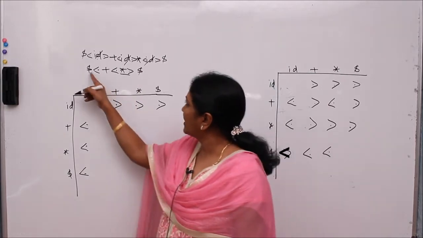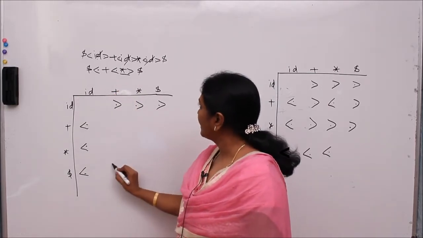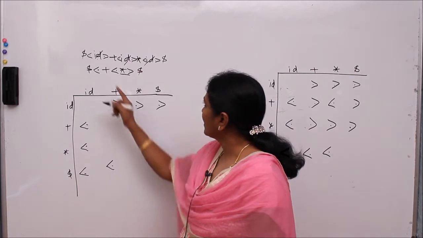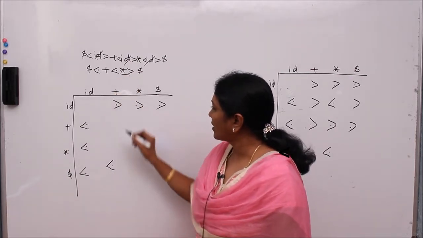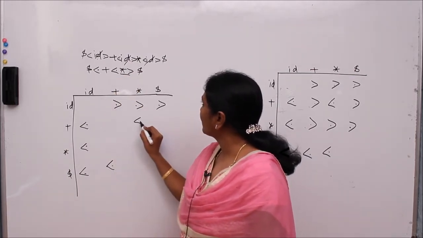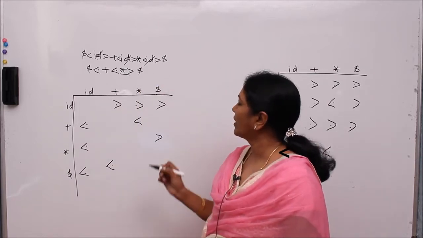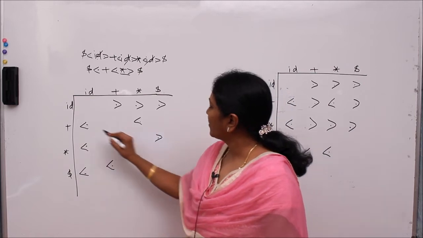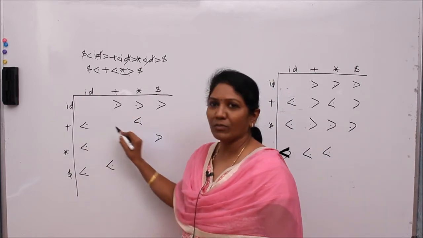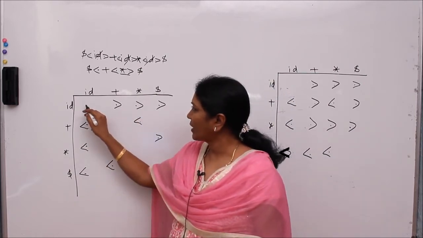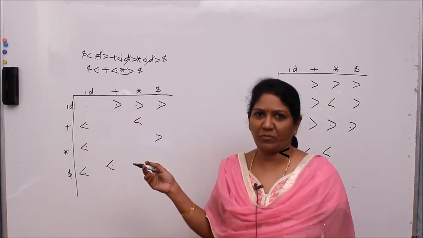So what is the relation? Dollar on plus is what? Less. Then plus on star is less. Star on dollar is greater. And in addition to that, if you take plus and plus, there are a few more missing. No doubt ID on ID is an error.